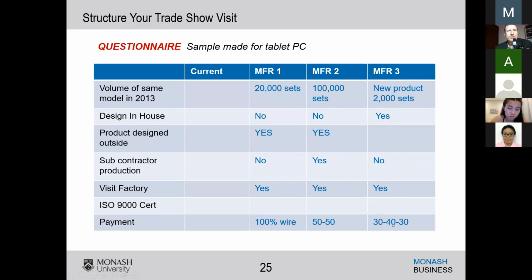Payment, 30, 40, 30. Oh, that's perfect. This is your perfect payment terms. They want 100% at the start? No way. 50%, 50, 50, possible, but 30, 40, 30 is a norm in a lot of different product sectors. Normally 30% at the beginning, so the supplier can invest in materials.